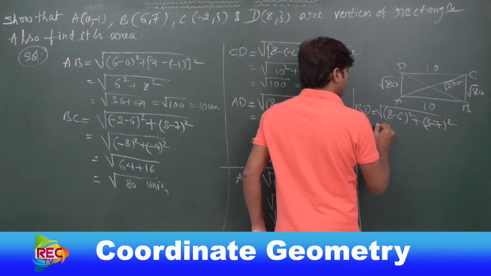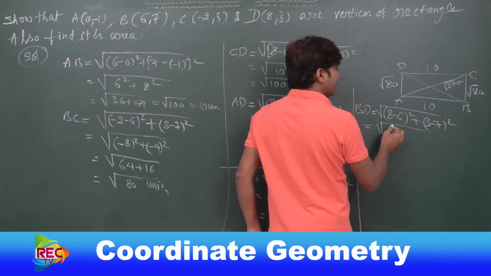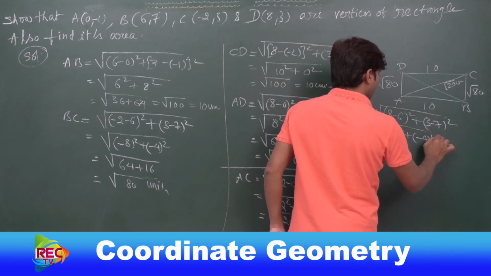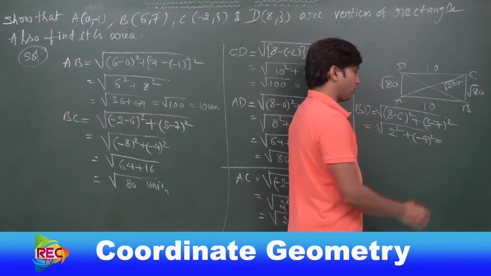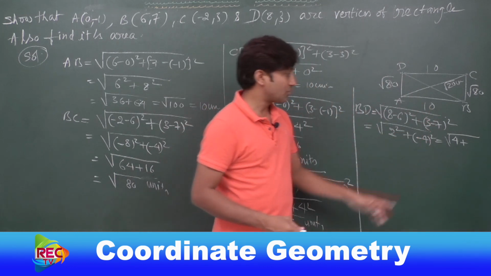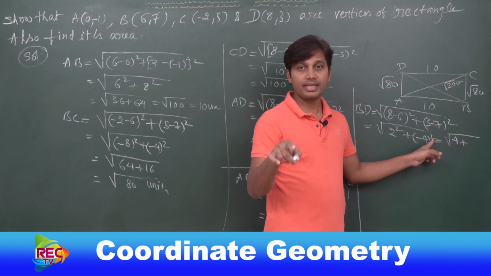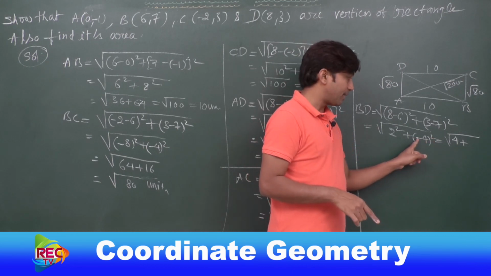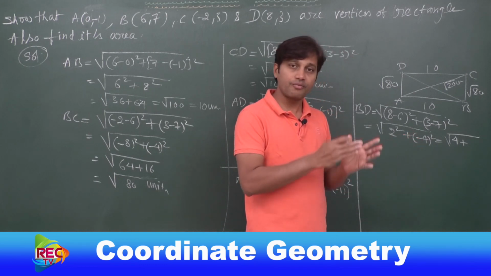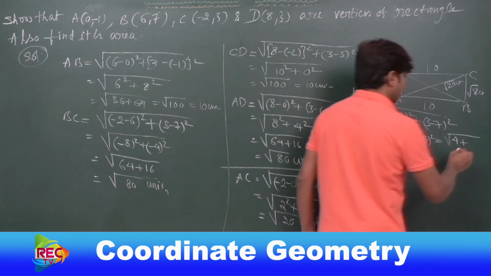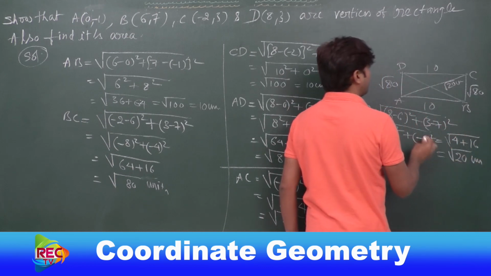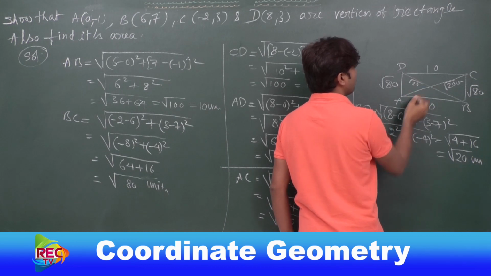Here 8 minus 6 is 2 square, and 3 minus 7 is minus 4 whole square. So 2 square is 4, plus minus 4 whole square. Since the power is 2, an even number, the minus 4 whole square value will be positive, same as 4 square, so that is 16. So it is under square root 20 units. So BD is also root 20.